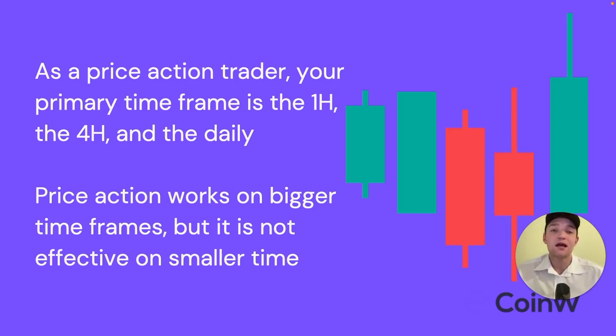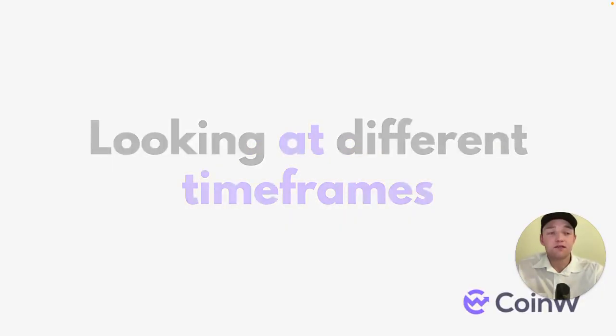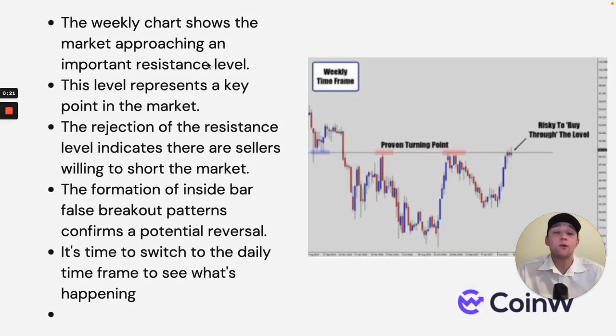You have to look at higher time frames in order to make a decision, and then look at smaller time frames to get an entry, because the higher time frames will overrule the shorter time frames within that day. So, looking at different time frames: when looking at something that you want to trade, you should start on the weekly time frame and work your way down. So when looking at the weekly chart, what can you see here?